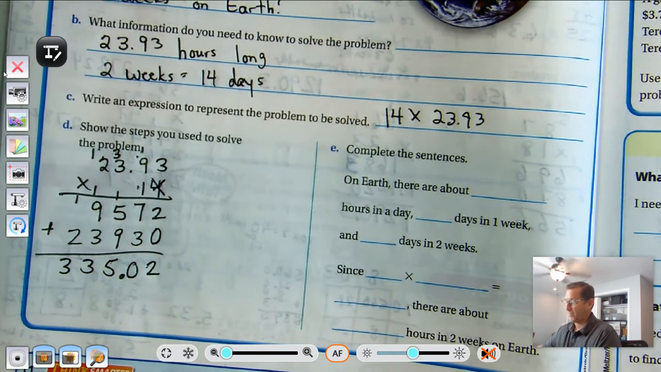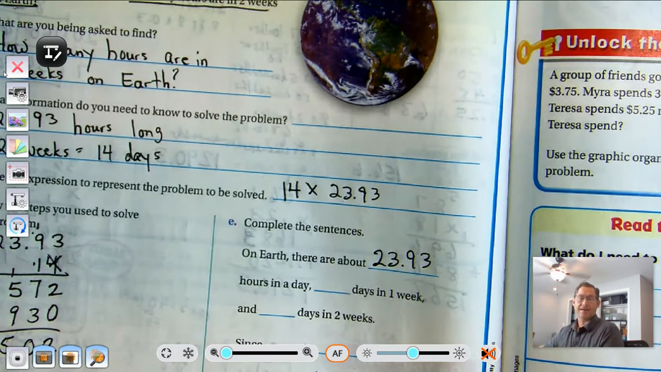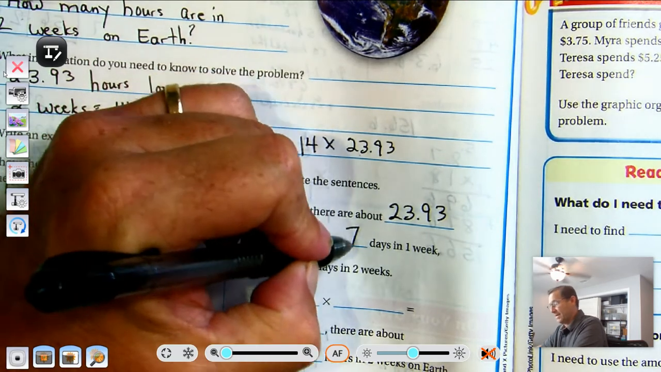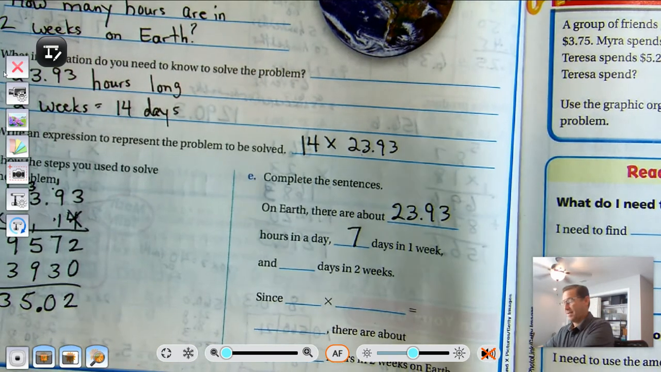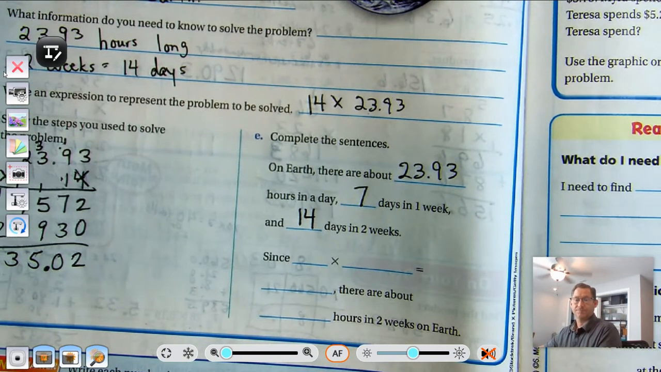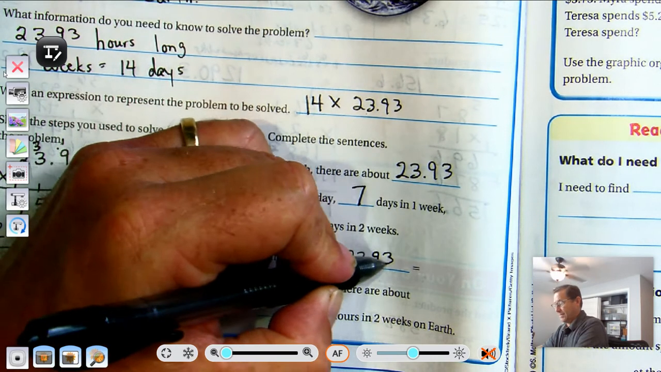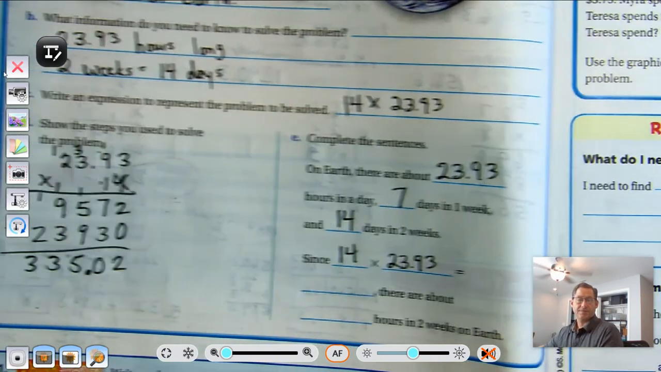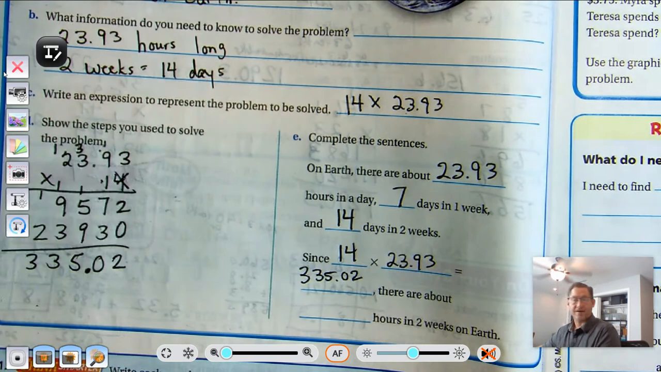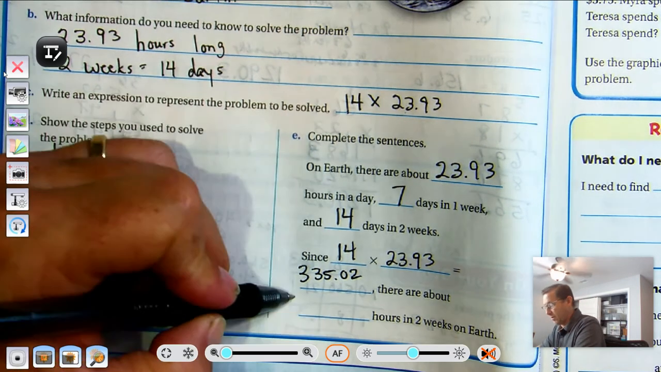So on Earth, there are about 23 and 93 hundredth hours in a day, 7 days in 1 week, 14 days in 2 weeks. 14 times 23 and 93 hundredths equaled 335 and 2 hundredths hours. That's how many hours there are in 2 weeks.